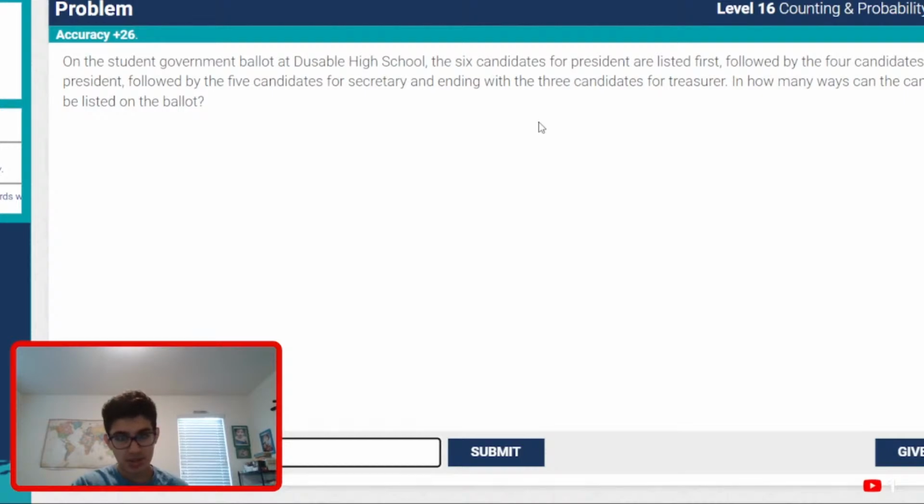One second, let me just check that. The 6 candidates for president. So that'll be 6. Oh, sorry, no, not 6 times 4. That's completely different. It'll be 6 factorial because there's 6 factorial ways to arrange them, times 4 factorial times 5 factorial times 3 factorial.